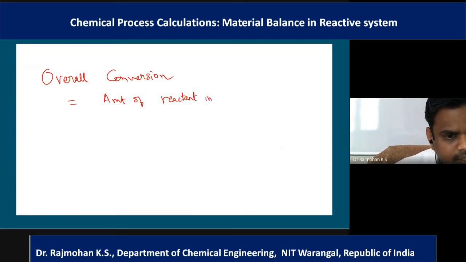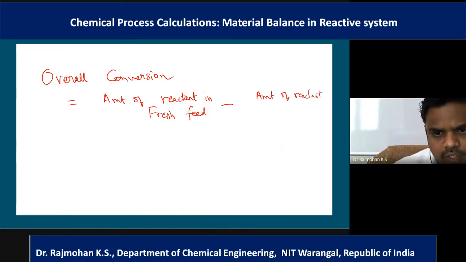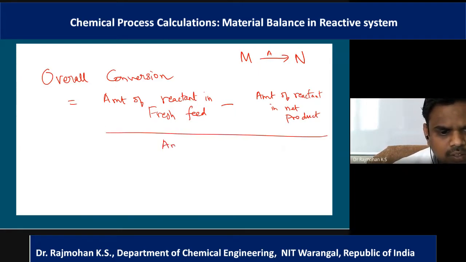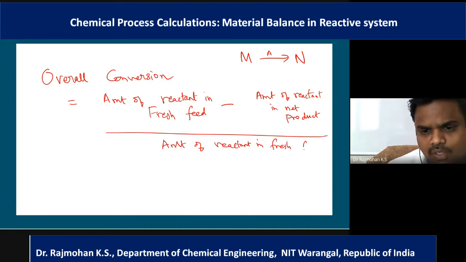reactant in fresh feed minus the amount of reactant in net product, divided by the amount of reactant in fresh feed. In this case, what is our reactant? M is giving N, A is the catalyst. So the amount of reactant in net product, divided by the amount of reactant in fresh feed. So this is the formula we know.